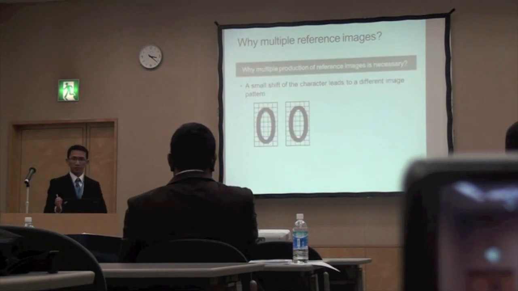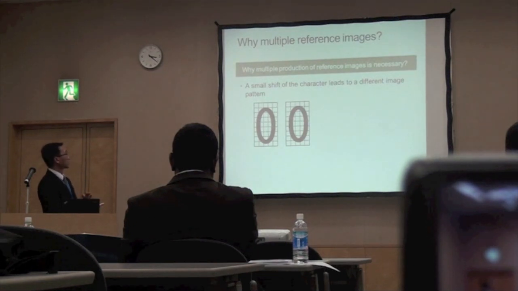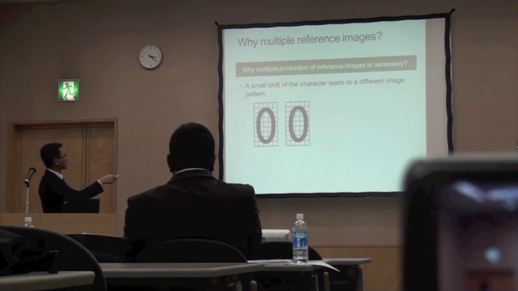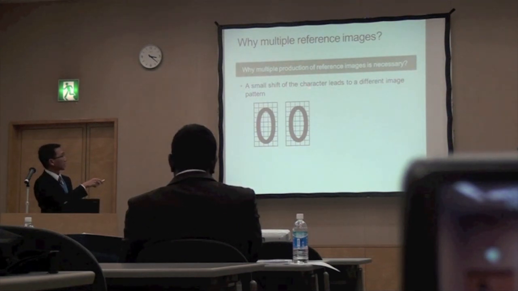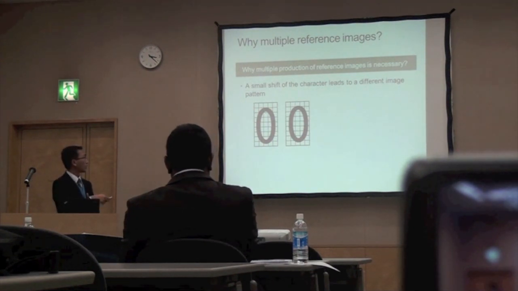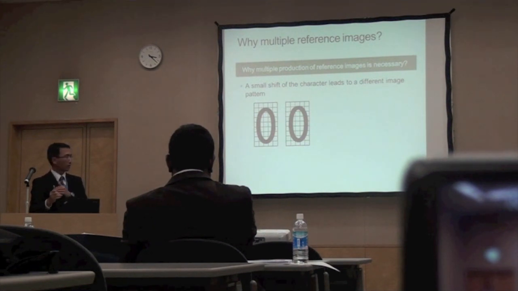Maybe here you have a question: why is the production of multiple reference images necessary? This is because a small shift or a small movement of the characters leads to a different image pattern. As shown in the picture here, even though we are seeing absolutely the same characters, in the case of a low resolution image, they might look different.